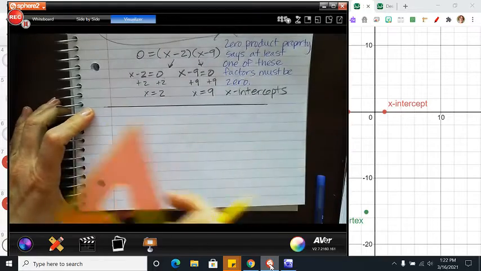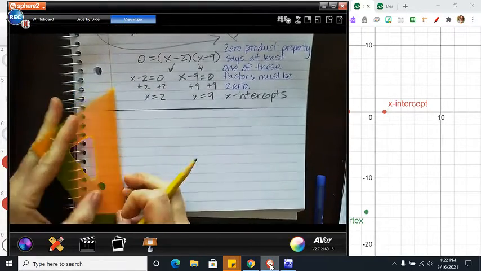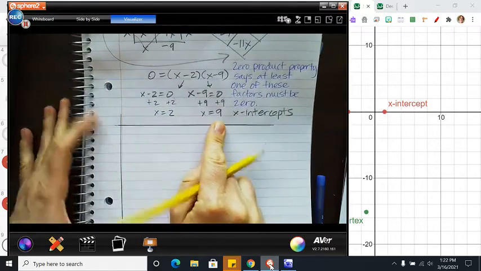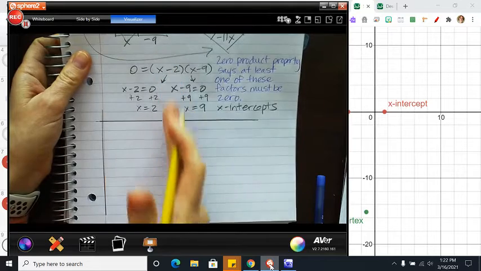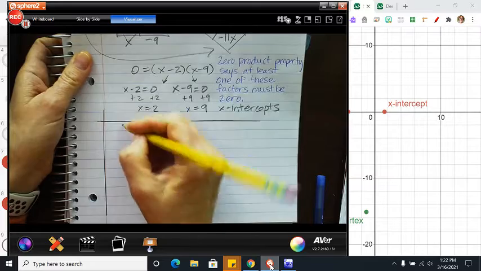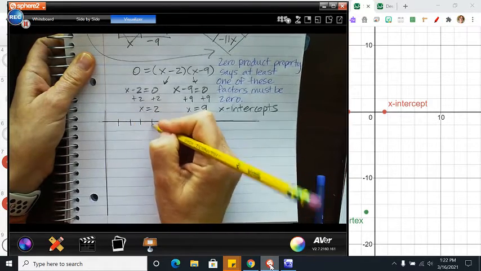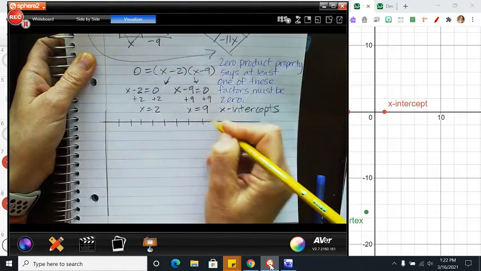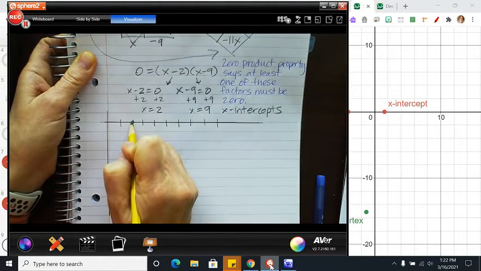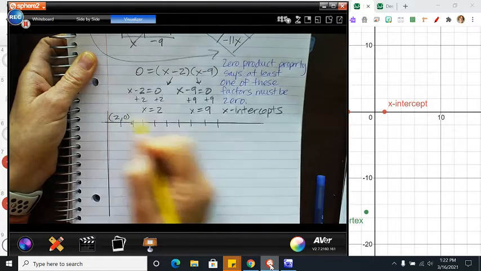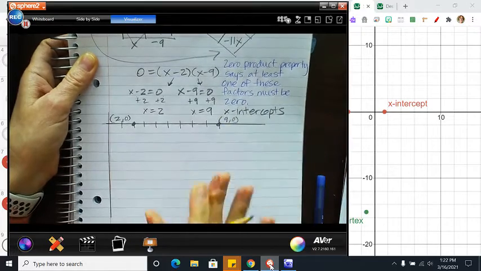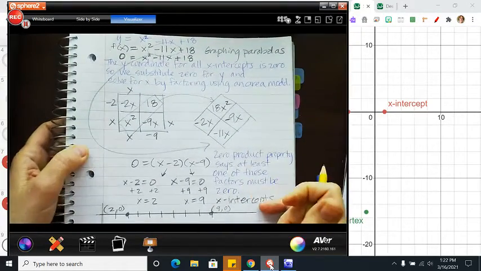Okay, I'm putting my y-axis way over here because my two x-intercepts are both positive. If yours has a negative and a positive, you might want to put your y-axis more in the middle of the page. But since I have a positive 2 and a positive 9, I'm just going to kind of spread it out on the paper like that. So here's 2. And here's 9. This is how you show your work to get your x-intercepts.